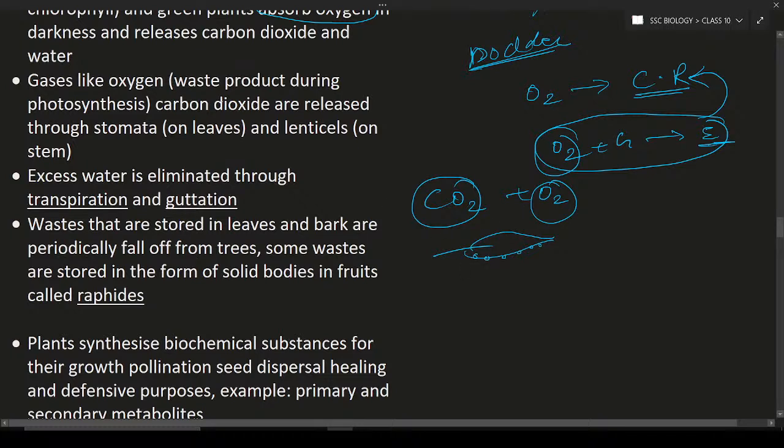So during the process of photosynthesis and during the night time also. In the daytime, in the photosynthetic process, carbon dioxide will be taken inside and oxygen will be released outside. In case of night time, there is no sunlight, so oxygen will be taken into the cells through the stomata, and the carbon dioxide will be removed out of the leaf in the night time. So this will be in the daytime and this process will be in the night time.